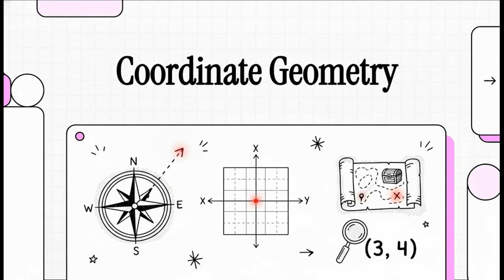Well, today we're going to learn one of the coolest codes out there. It's called coordinate geometry. Think of it as a secret map that powers everything from your video games to the GPS on your phone. Let's jump right in.